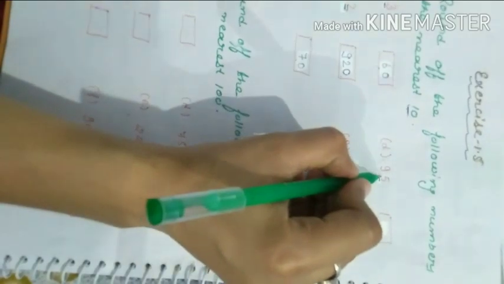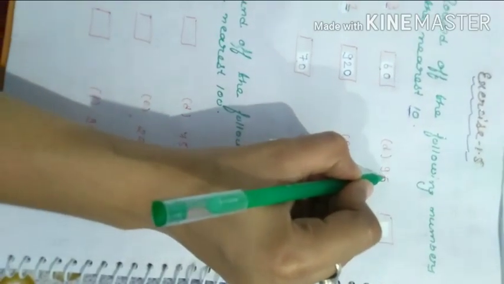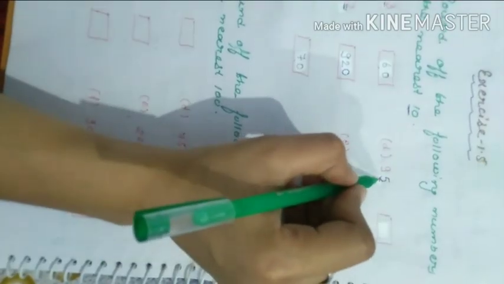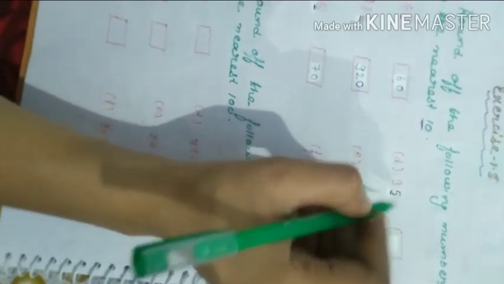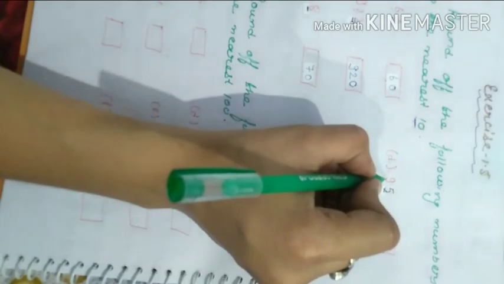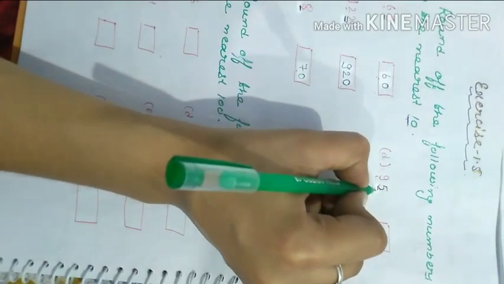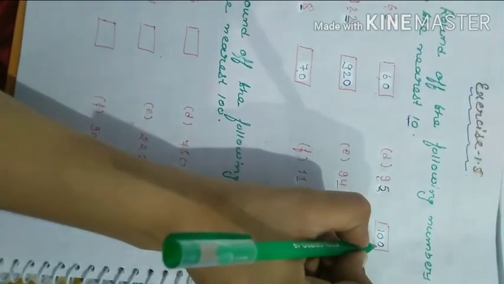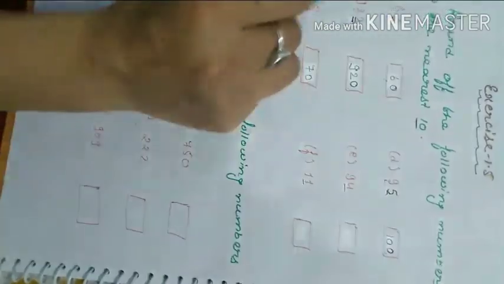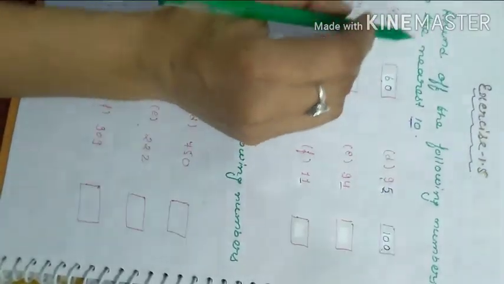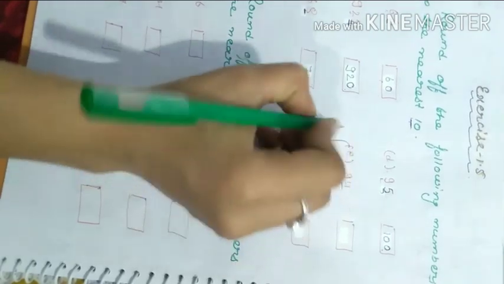Now let's see this question. Here the ones digit is 5. So we will put 0 at the ones place and we will add 1 to 9. So it will become 10. So the rounded number of 95 is 100. Okay. So this is the way to solve questions like this. These two questions are homework. You have to solve them on your own.